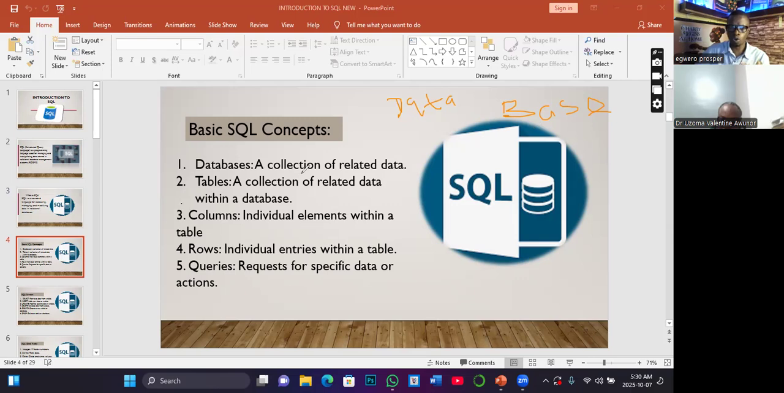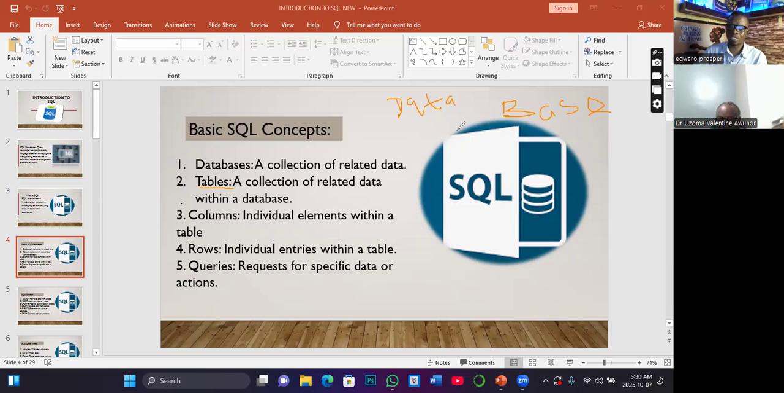So, a collection of related data, because we understand the structure in which will be used to put this value or information together in that database. Now, let's look at the next keyword, which is table. In SQL, you cannot do without database. You cannot do without table, like the diagram I drew before. So a table is a collection of related data within a database.